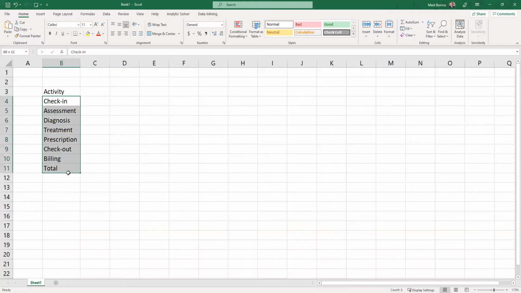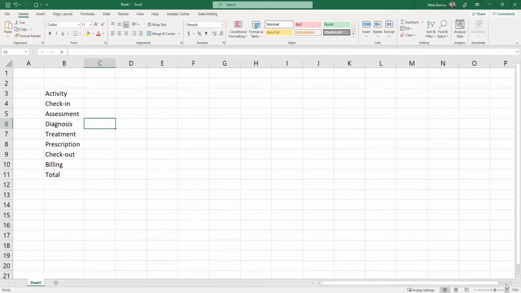So it's a total of 8 steps. First thing that happens is you check in, you get assessed, diagnosed, treated, you get a prescription, maybe you check out, and then there's a bill sent to you. But from the provider side, this is the work that's being done. So actually, sorry, 7 steps. The total doesn't count as a step. So 7 steps.